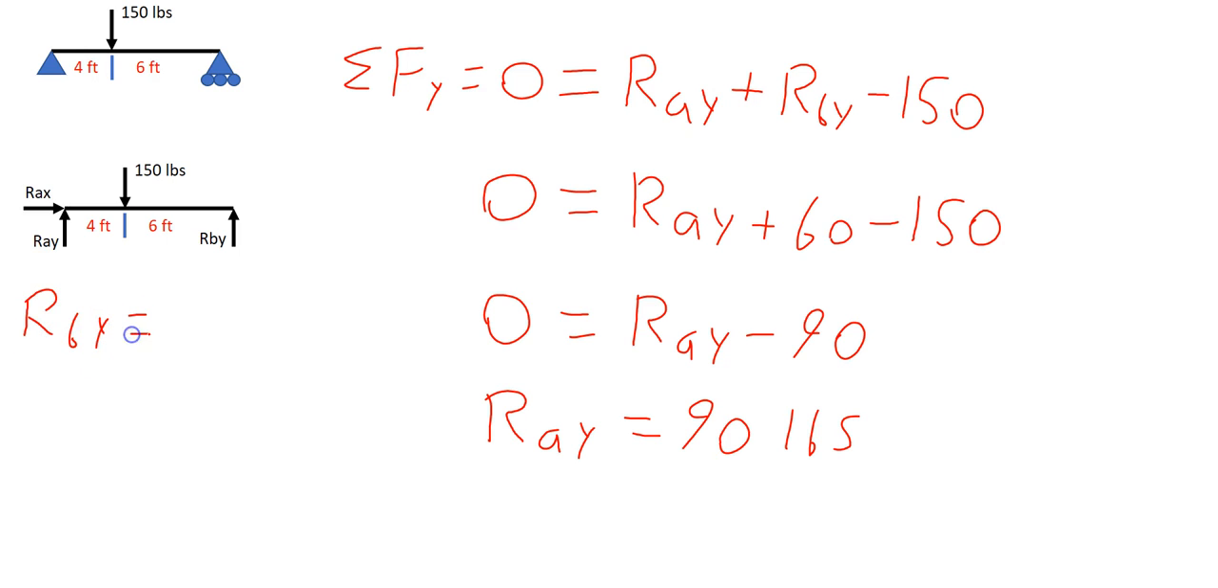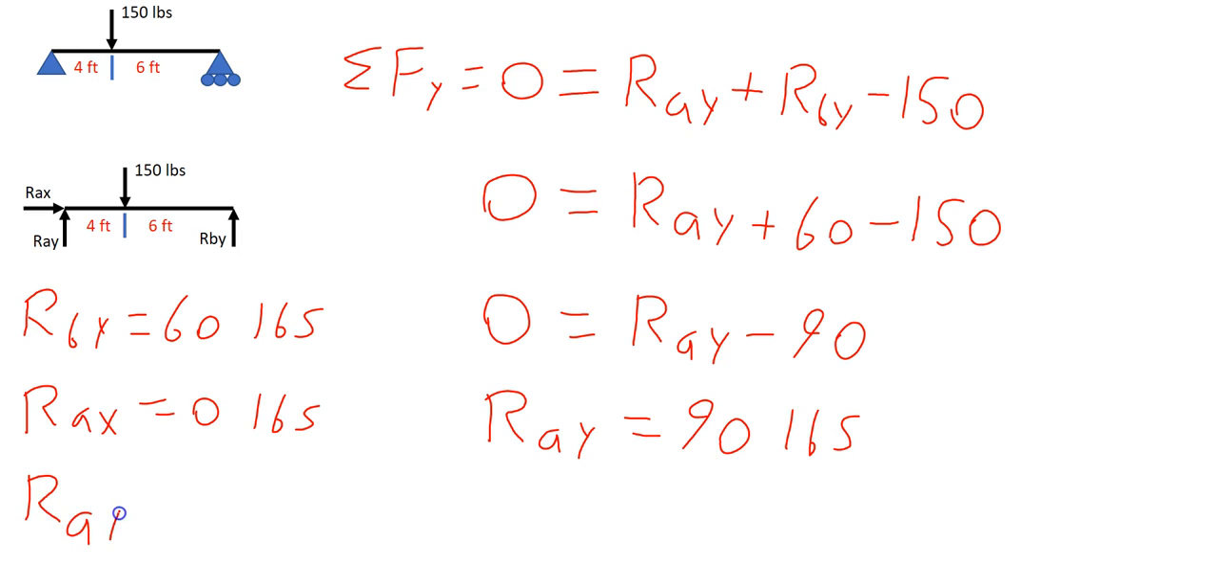So our final answer should be RBY is equal to 60 pounds. RAX is equal to 0 pounds because there are no other forces acting in the x direction to resist its motion. And RAY is equal to 90 pounds.